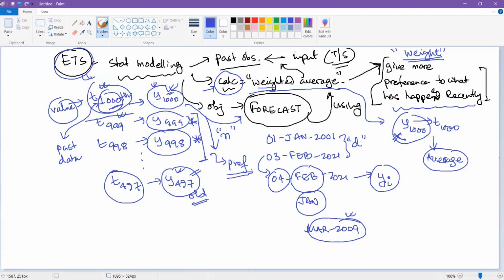So what do I do in that case? How do I perform this weighted average activity in the first place? To do that, let's see what components a time series has, and accordingly our strategy will be decided.